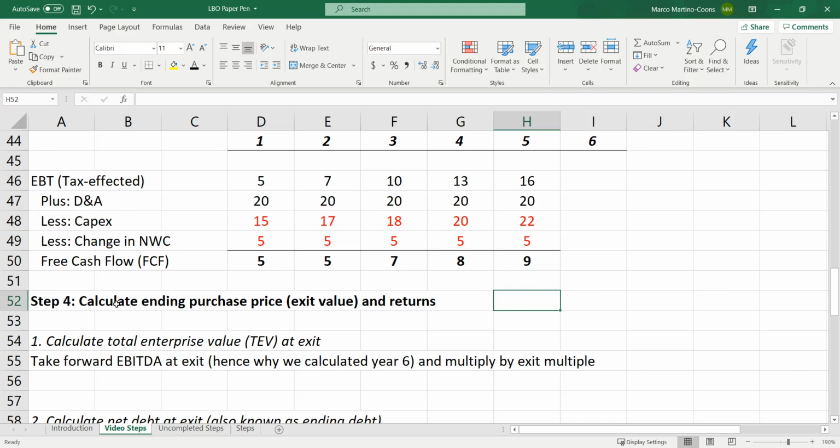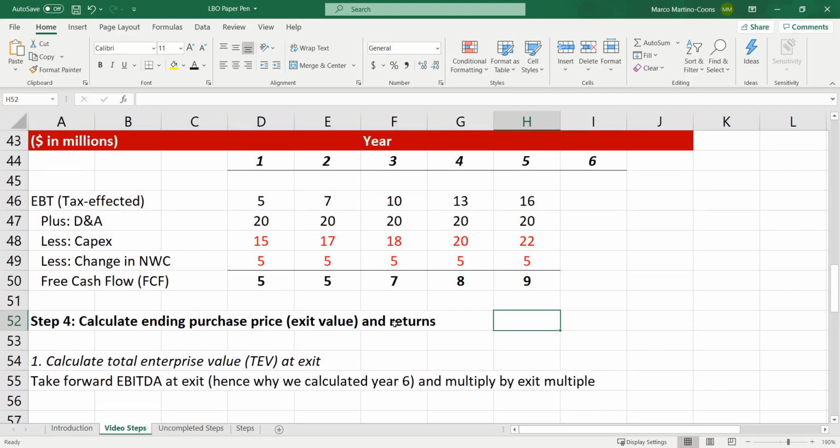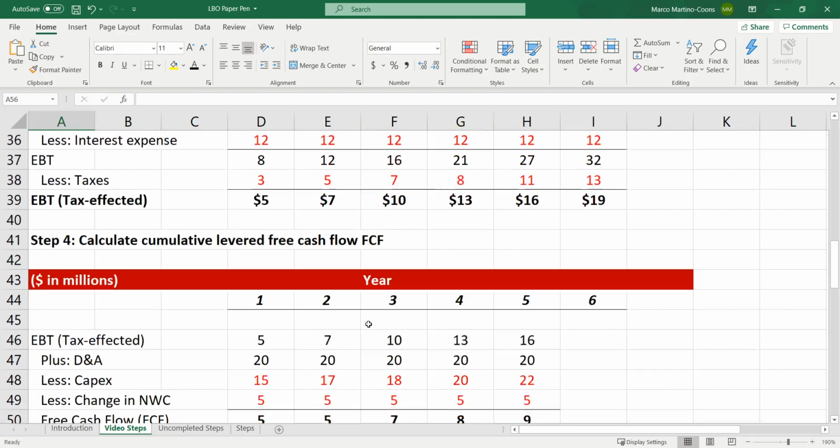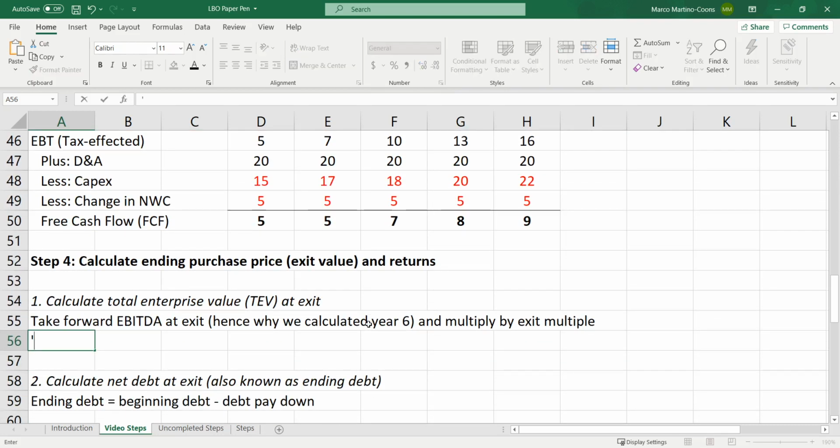So the first thing we have to do is calculate our ending purchase price. So it's the exit value, and this is going to give us our returns as well. So step number 1 is we need to find our total enterprise value at exit. Essentially, all we're doing here is taking our forward EBITDA at exit and then multiplying it by the exit multiple. So I believe our EBITDA was 64, and then we had that 5 times multiple. So we're just doing our 64 times 5, and this is going to end up giving us a 320 total enterprise value at exit, okay?